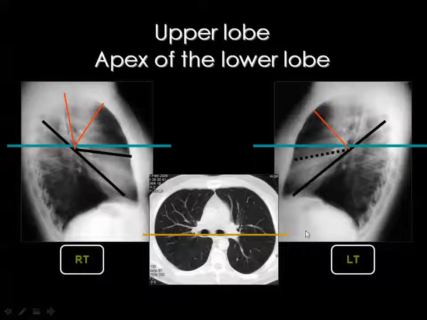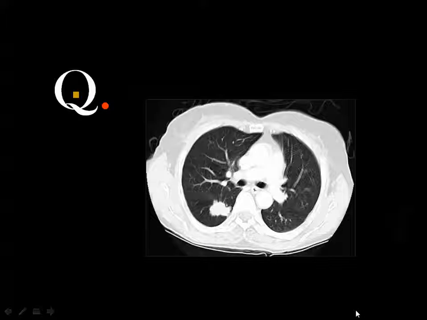Then, look at the tracheal bifurcation. On the left is exactly similar to the right. Anteriorly, you will see the anterior segment of the upper lobe here. This is the anterior segment of the upper lobe. And posteriorly, you will see the apical segment of the lower lobe, and this is the apical segment of the lower lobe.